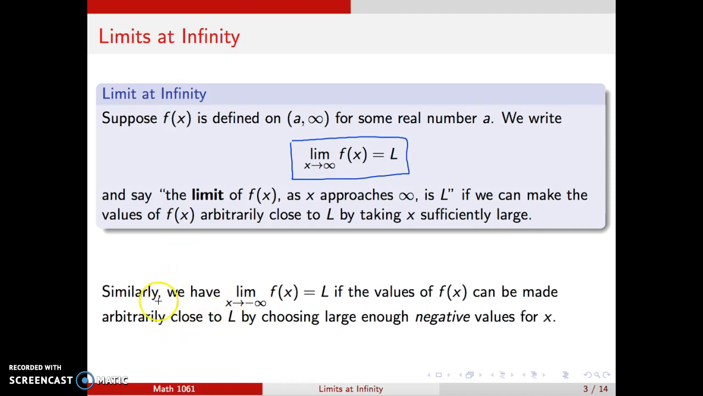Likewise, let me say for f defined on negative infinity to a for some a, just like we had up here, we have the limit of f of x as x approaches negative infinity is L if the values of f can be made arbitrarily close to L by choosing large enough negative values for x.